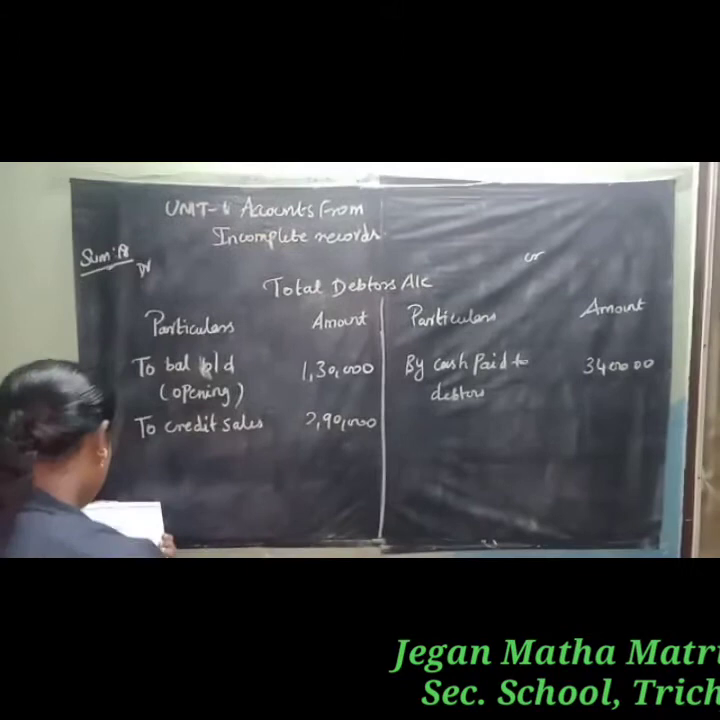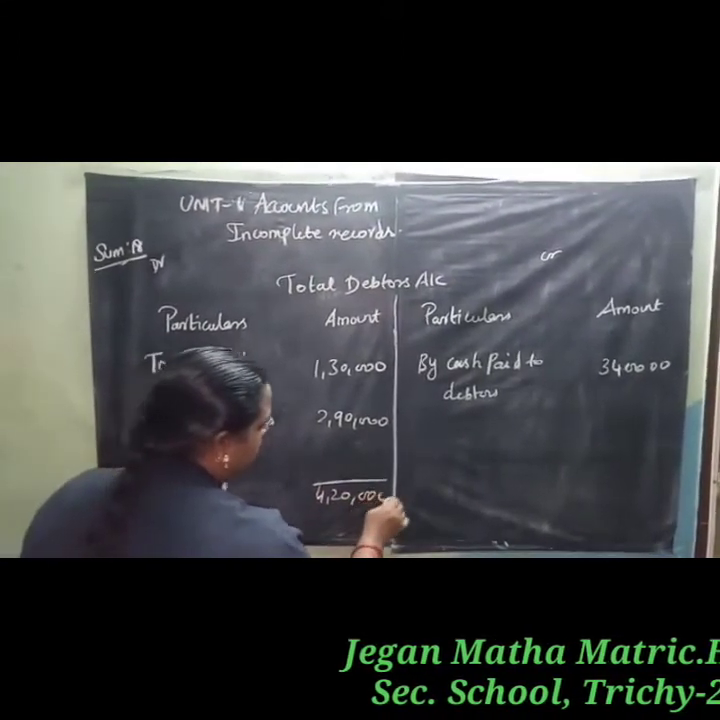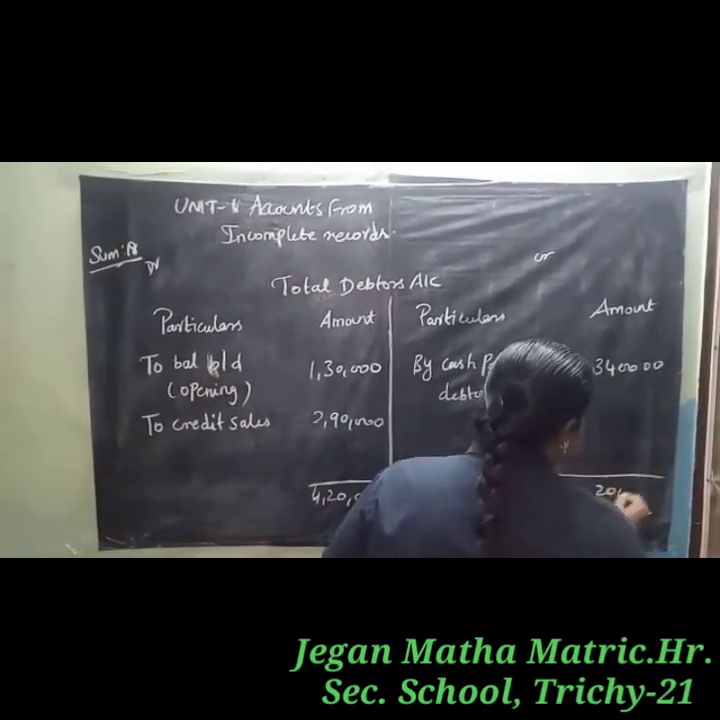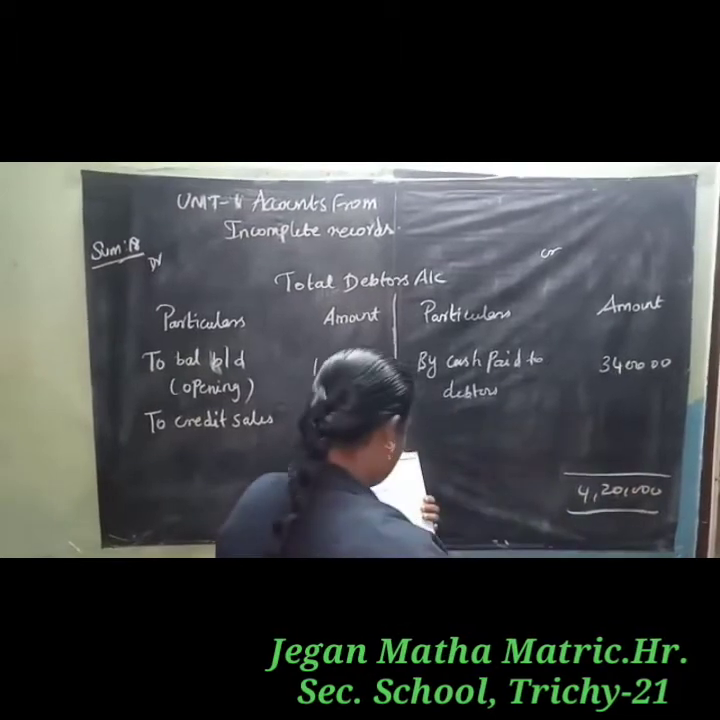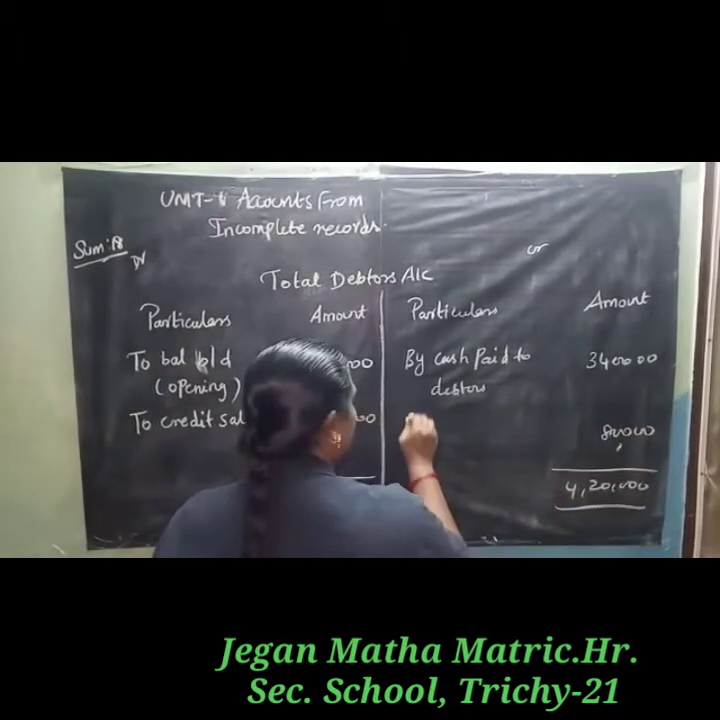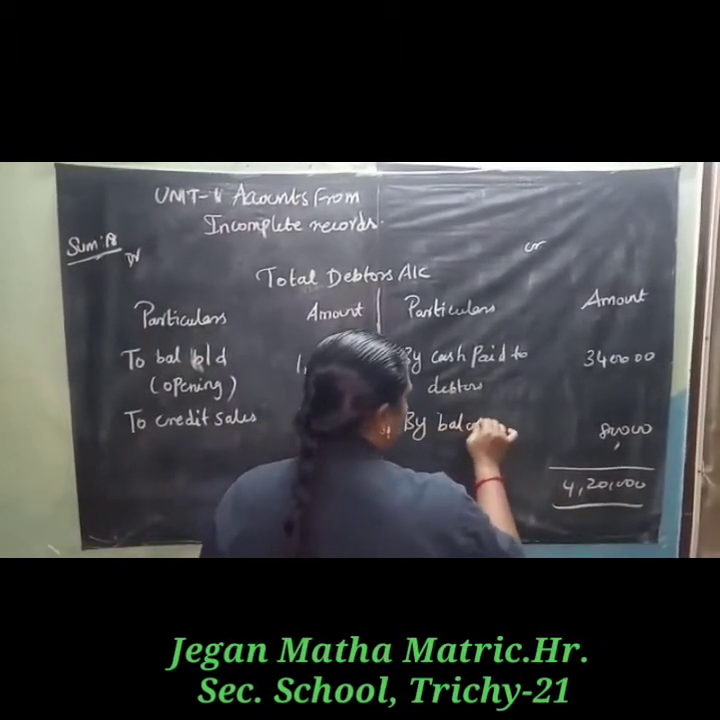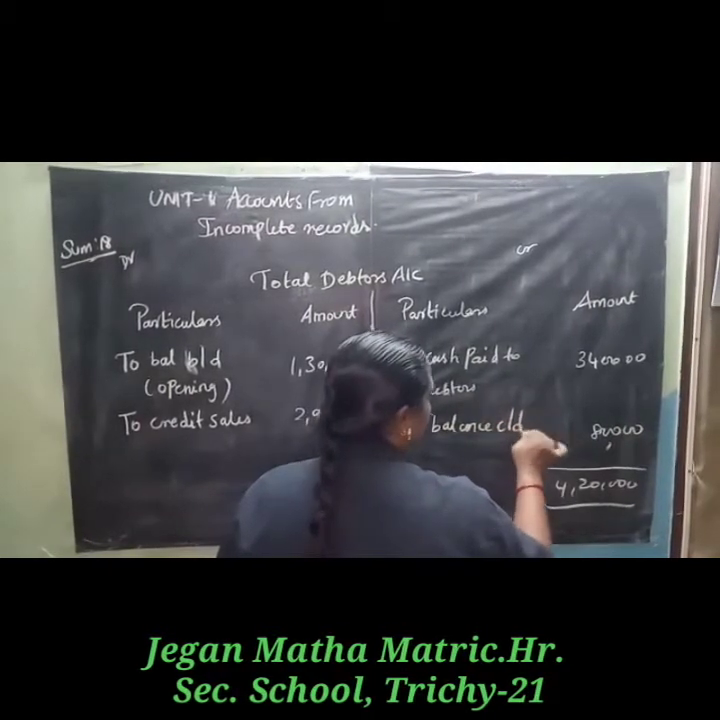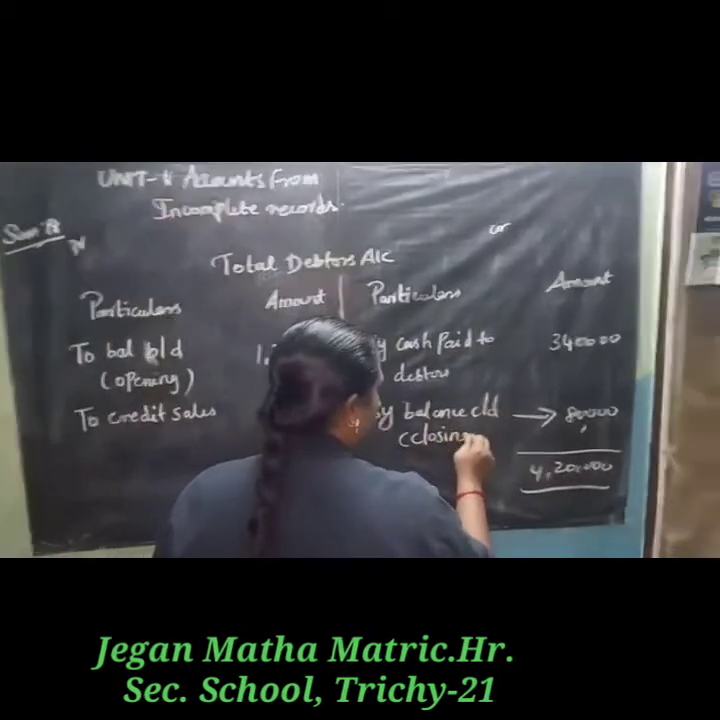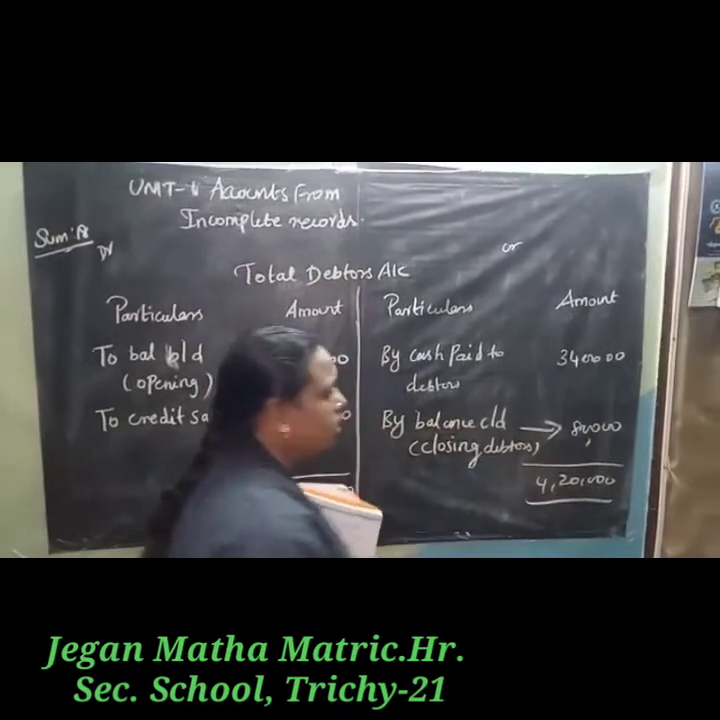Which side is more? Only the debit side, 4,20,000. So 4,20,000 minus 3,40,000, the answer is 80,000. This is called by balance c/d, carry down closing debtors. So now we have found the closing debtors amount, 80,000. Understand?